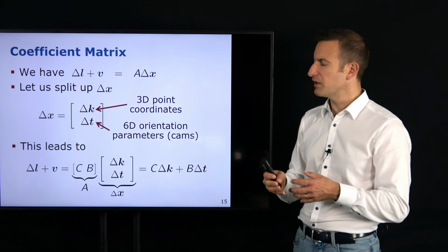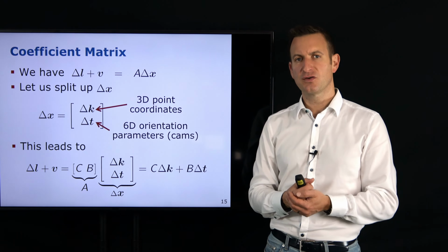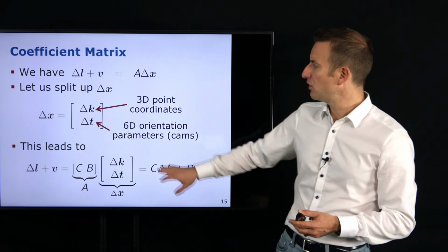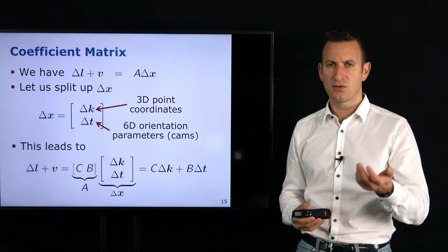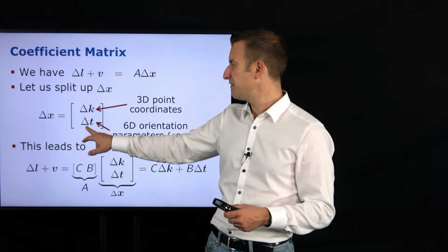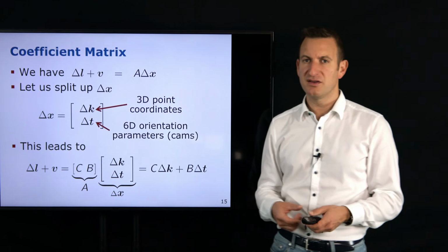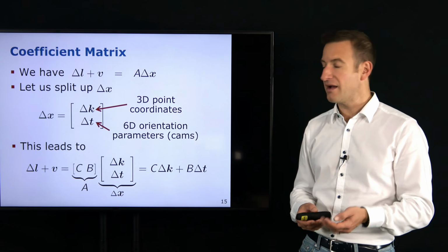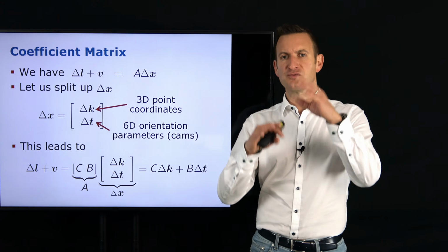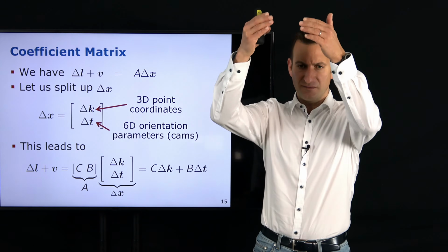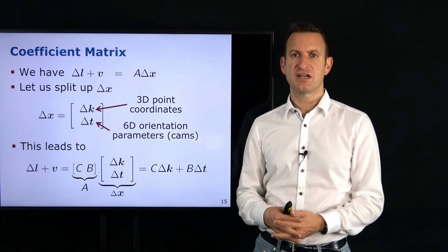What we now want to do is separate the location of the 3D points and the 6D orientation parameters. So we put all point coordinates first in my vector. These are the delta k, the coordinates of the points. And we have the delta t, which is not a translation vector here, but should be a 6D vector for every camera, so the camera orientation parameters. So first I have all the 3D locations of the points, and then all 6D orientations of my cameras.